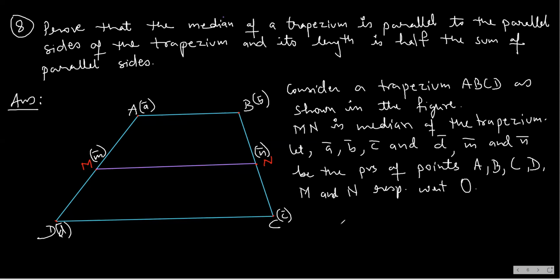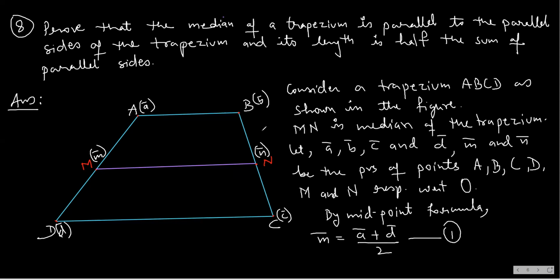Okay, I will apply the midpoint formula for the side AD. I will write here by the midpoint formula, see what I have, M bar, M is the midpoint of AD. So I will have here M bar equals A bar plus D bar upon 2. This is 1. And N bar, N is the midpoint of BC. So N bar is B bar plus C bar upon 2. This is equation number 2.